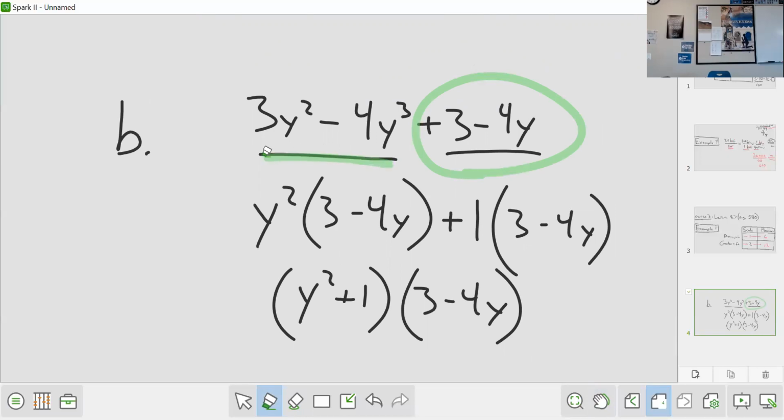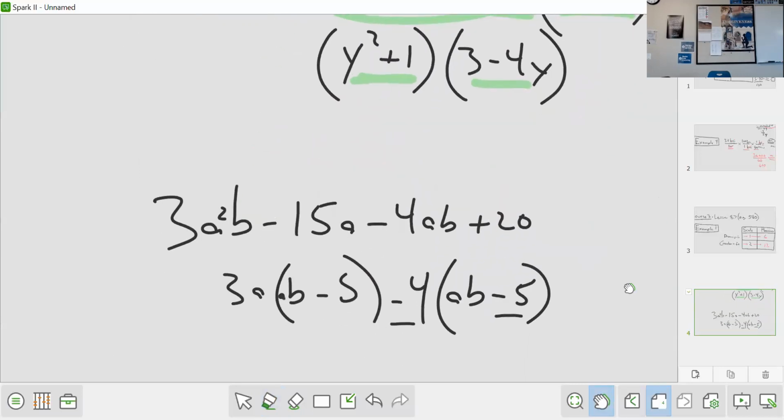So here, I'm going to factor a y squared. And what's left is a 3y minus 4, 3 minus 4y. But that's exactly what I have right here. Wait a second, what do I do? Well, what's not so obvious is if I factor out a positive 1, I still get my 3 minus 4y. And now I can say y squared plus 1, and then my 3 minus 4y right there. Now it's kind of a little tricky, I have to remember.